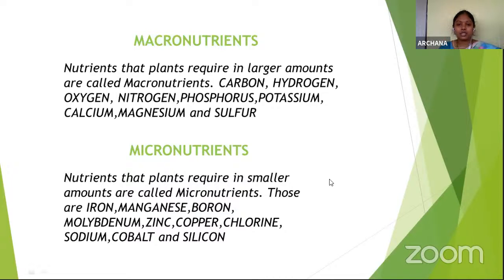Now micronutrients. Micro means small. Nutrients that the plant takes in smaller amounts are called micronutrients. Those are iron, manganese, boron, molybdenum, zinc, copper, chlorine, sodium, cobalt, and silicon.